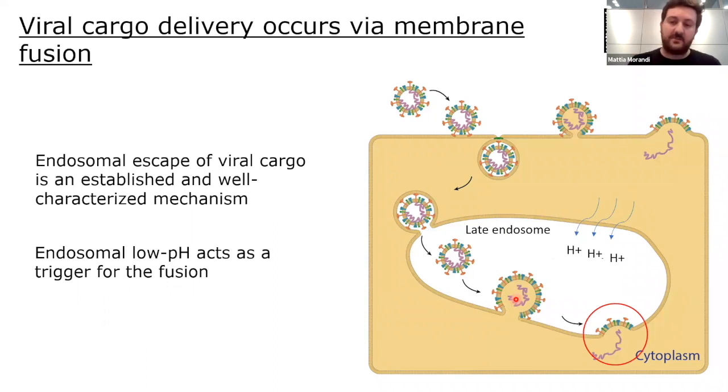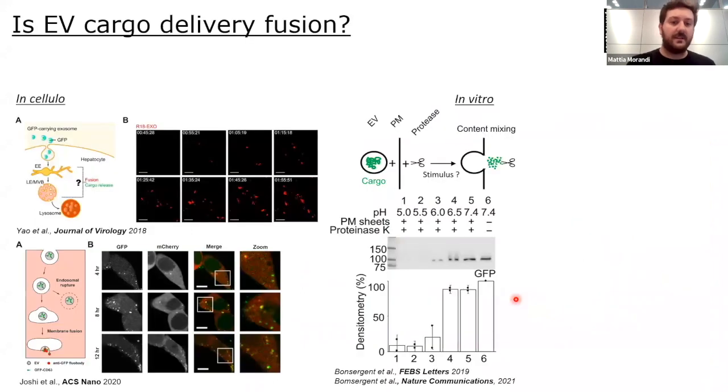So given all the analogies that we can observe and think about between EVs and viruses, and the fact that we know that membrane fusion is the viral cargo delivery process, could it be that EVs deliver their cargo via membrane fusion? And indeed, the more recent literature does point to this hypothesis.